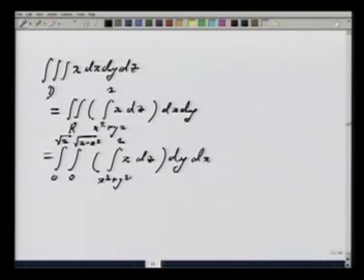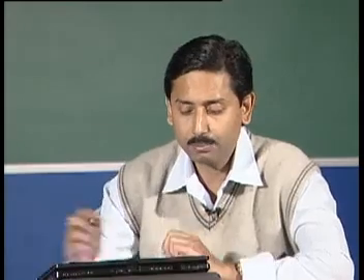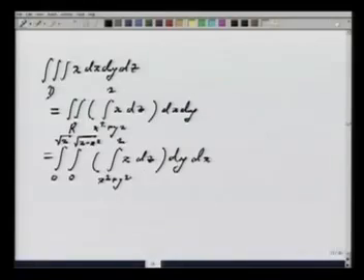Notice, once you fix your x and y, look at the innermost integral. There is no z in the integrand. So this integral is x times the quantity 2 minus x square plus y square.